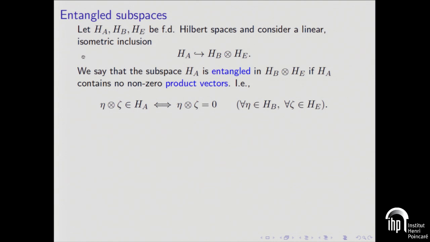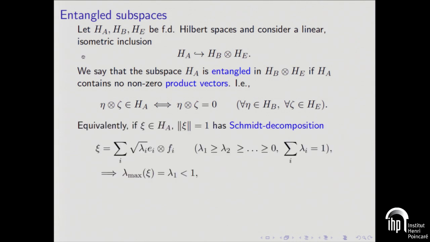So my starting point is, I'll just review very briefly the notion of an entangled subspace. It's a very simple situation we're going to look at. We have three Hilbert spaces, HA, HB, and HE. And I want to consider a linear isometric embedding of HA inside the tensor product of HB and HE. And we'll say that HA is an entangled subspace of HB tensor HE if it contains no non-zero product vectors. So if I have an elementary tensor in HA, then this elementary tensor has to be zero. That's what it means to be entangled. So it's not a separable subspace.